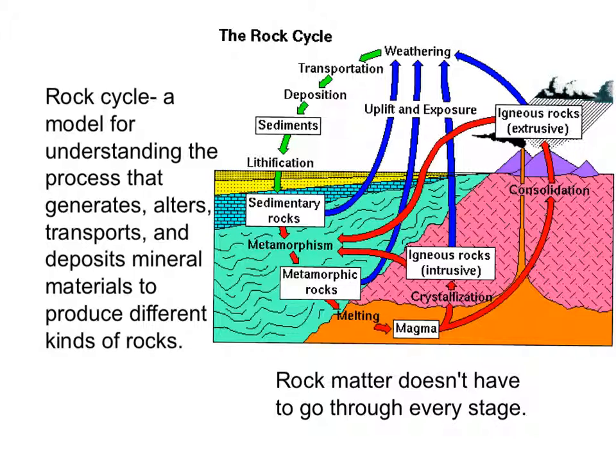The rock cycle is a conceptual model for understanding the process that generates, alters, transports, and deposits mineral materials to produce different kinds of rocks. The term cycle emphasizes the existing rock supply, the materials to make new and sometimes very different rocks. Rock matter does not have to go through every step of the cycle. For example, after igneous rocks are created by the cooling and crystallization of magma or lava, they can weather into fragments that lithify into sedimentary rocks.